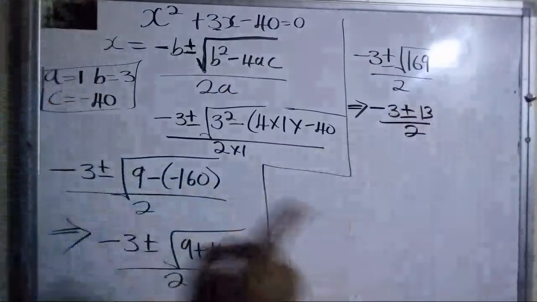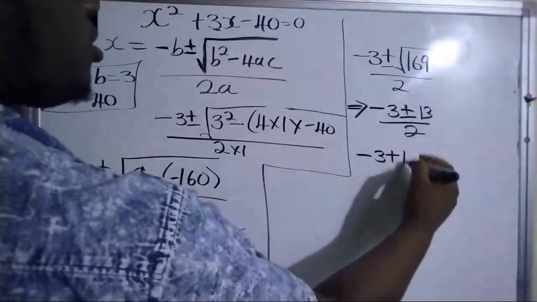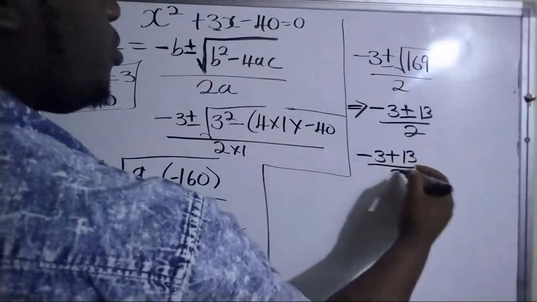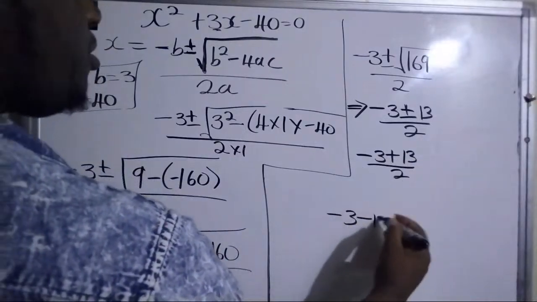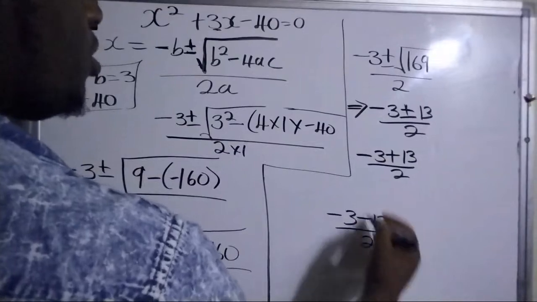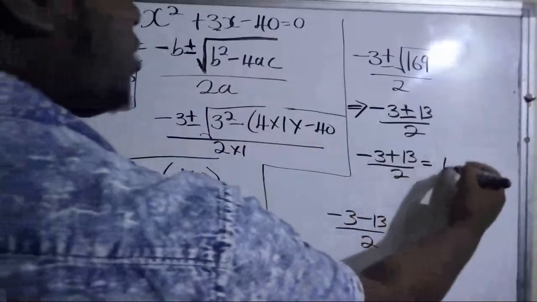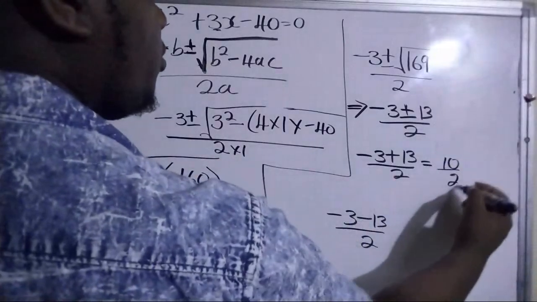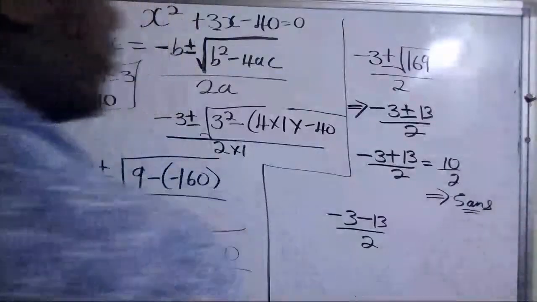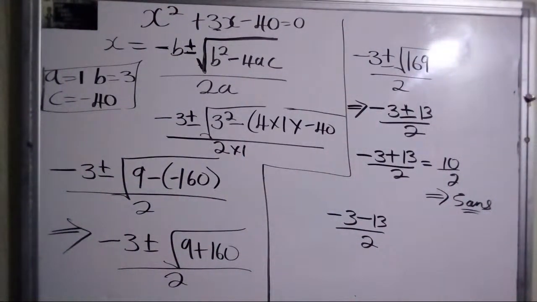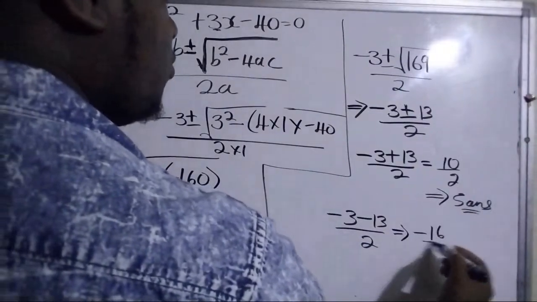So it's 2 solutions. First, we're going to take the positive. So it's negative 3 plus 13 over 2. And the second one is going to be negative 3 minus 13 over 2. Notice you have the plus, then the minus. This is going to give us 10 over 2, which eventually works out to 5. So that's one of the solutions. For the next one, we're going to add both of these because both of them are negative. So that's negative 16 over 2.